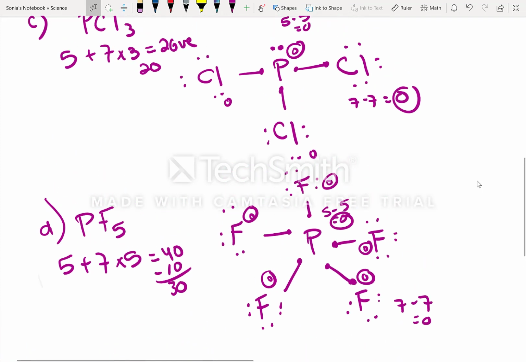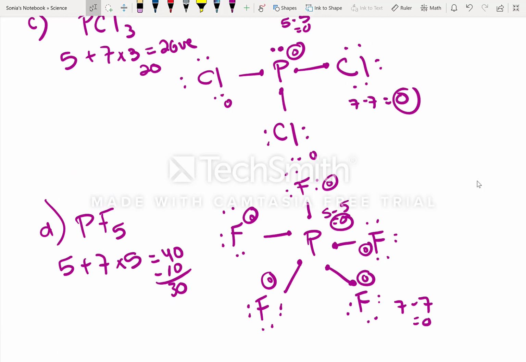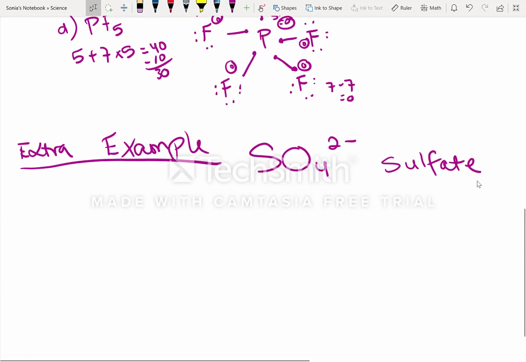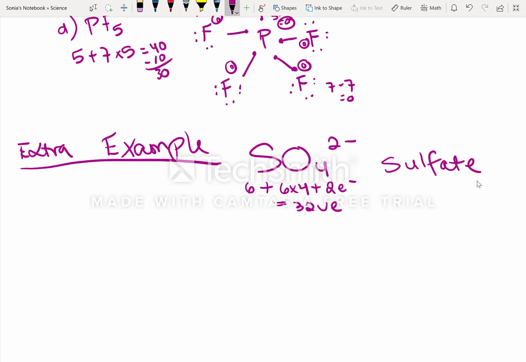Now, you're not always going to get 0 formal charges, and I want you to understand that it's not always going to be that simple, and the reason why formal charges are important. So I'm just going to do a quick extra example of sulfate so you understand a little more about formal charges. If we look at sulfate, we're going to first do the valence electrons. We know that sulfur has 6, plus oxygen has 6 times 4, plus the 2 electrons that it brings in, which would give us a total of 32 valence electrons.